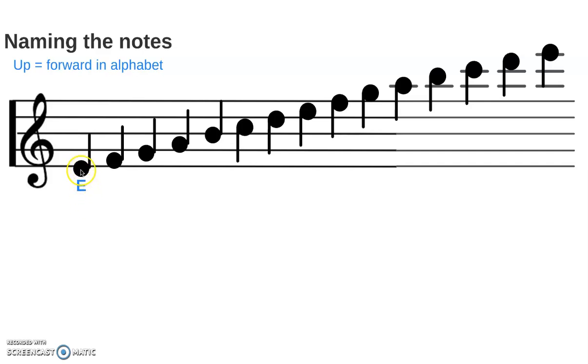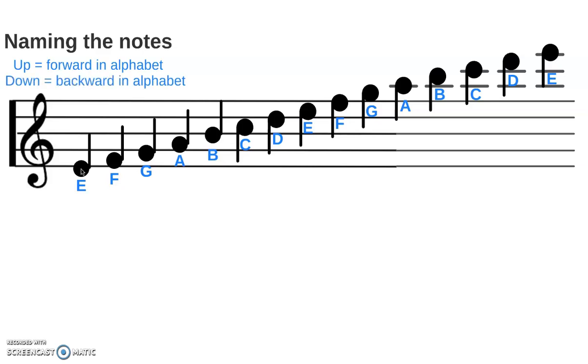We're starting from E. So what is after E in the alphabet? F. What's after F? G. What's after G? We loop back around and we have A, B, C, D. Loop back around again. There we go. That's going up.